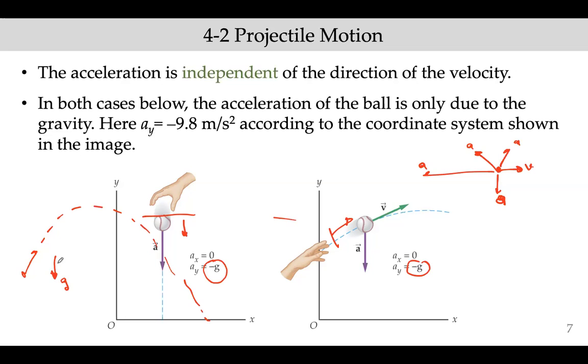Even though velocity is changing all the time, right? Velocity is in a different direction throughout the motion, but acceleration is always the same. Even for the case where you throw something up, it goes up first and then down, throughout the whole motion, again, the acceleration is down and it's g.